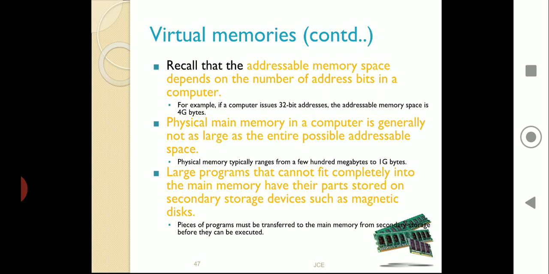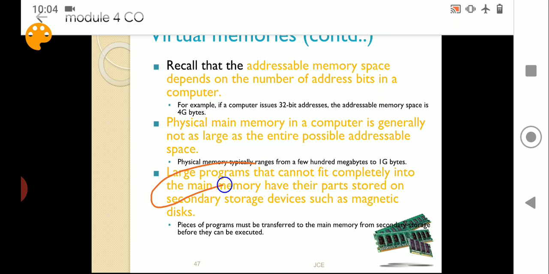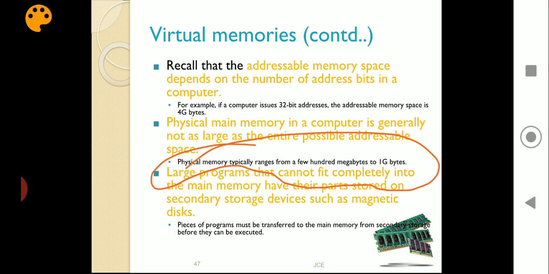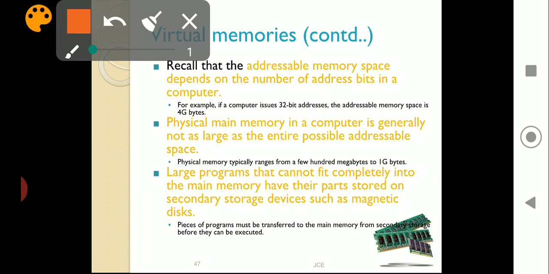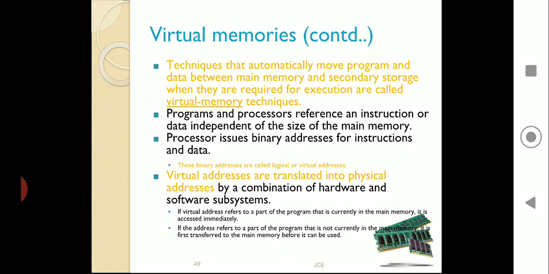Large programs cannot fit completely into the main memory. So we started having their parts stored on the secondary storage devices such as magnetic devices. We took a piece of the program and transferred it to the main memory from secondary storage before it gets executed. This is what I tried to explain till now. Okay, so I hope this point is clear now. This whole thing was automatically done.